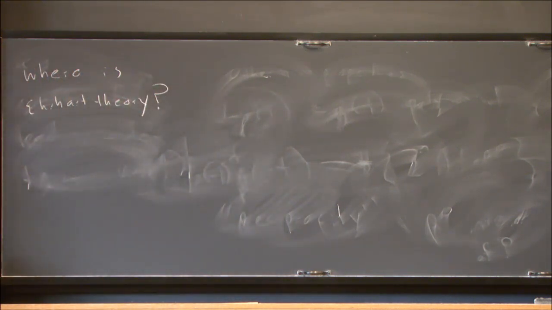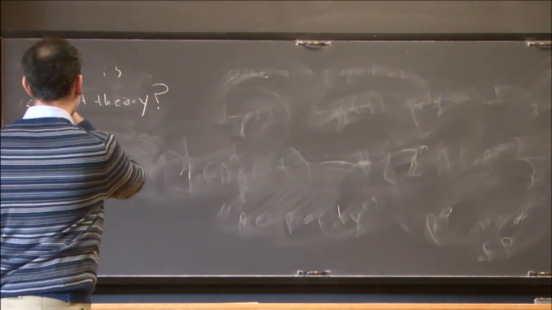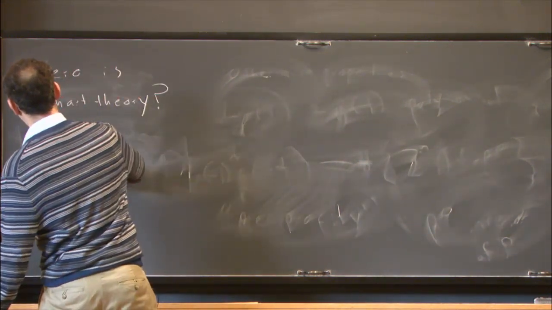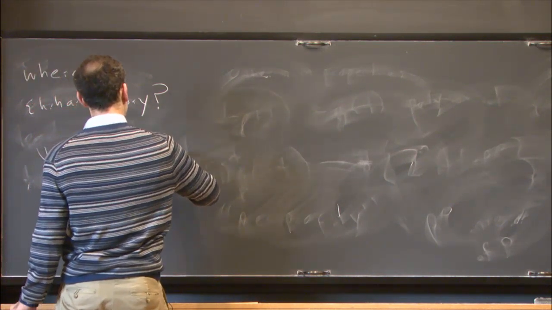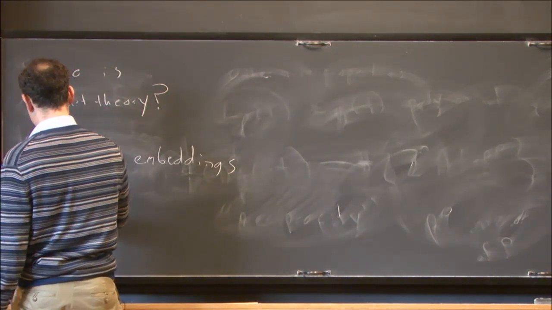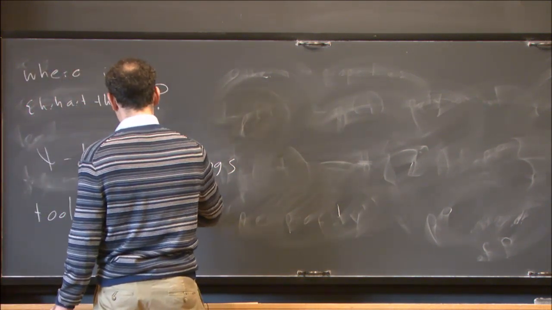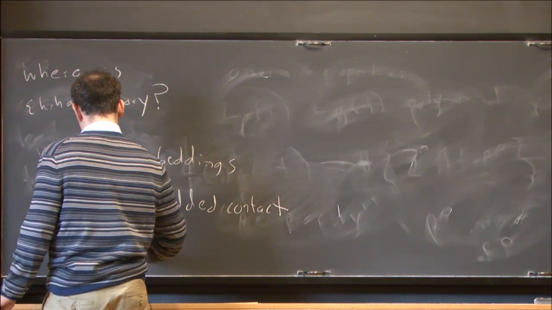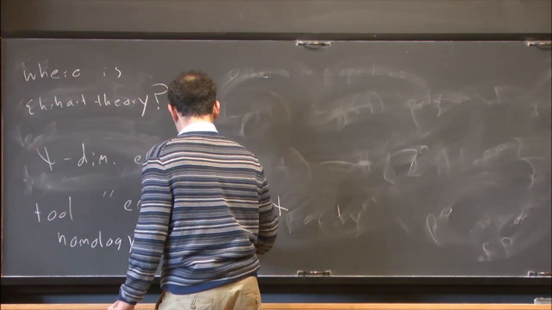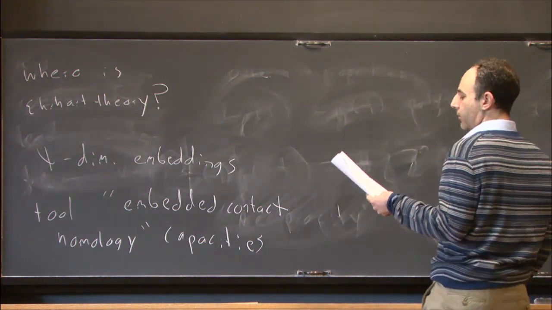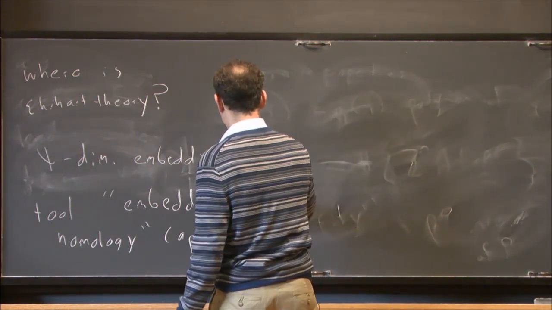Well, the Ehrhart theory comes from a theory for obstructing four-dimensional embeddings called the theory of embedded contact homology capacities. It turns out that not just for embeddings of ellipsoids, but for embeddings of four manifolds in general, for four-dimensional embeddings, there's a tool called embedded contact homology that can be used to study these things. So more precisely, these are called ECH capacities.